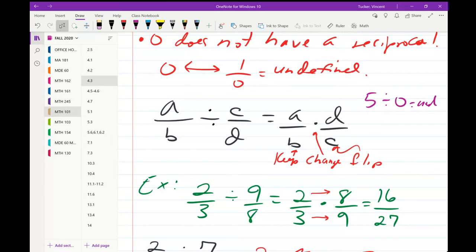Once it changes to multiplication and flips and all that stuff, once you set that up, then all you're doing is following your multiplication rules. Everything that we did in the previous examples about multiplication, you follow those down here with division. But first, once again, you have to change that division sign to multiplication and flip the fraction that follows the division sign. And then notice what we did here. 2 times 8 is 16. 3 times 9 is 27. There was nothing that could reduce between the two numbers.